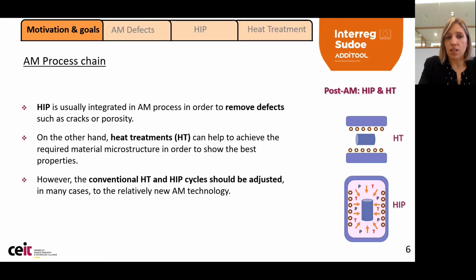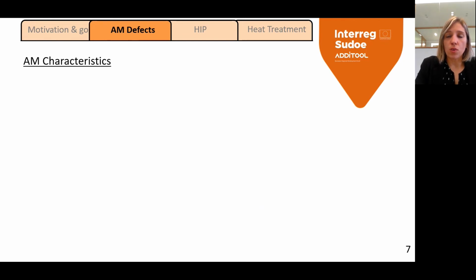So as we said, after choosing the powder and the technology, we have to choose the correct post-processing, that usually is hot isostatic pressing and following heat treatments. We will see that one of the main issues is that most of the heat treatments are optimized for traditional manufacturing methods such as casting or forging, and that we will need to adapt them to AM materials. So why do we have to do this?